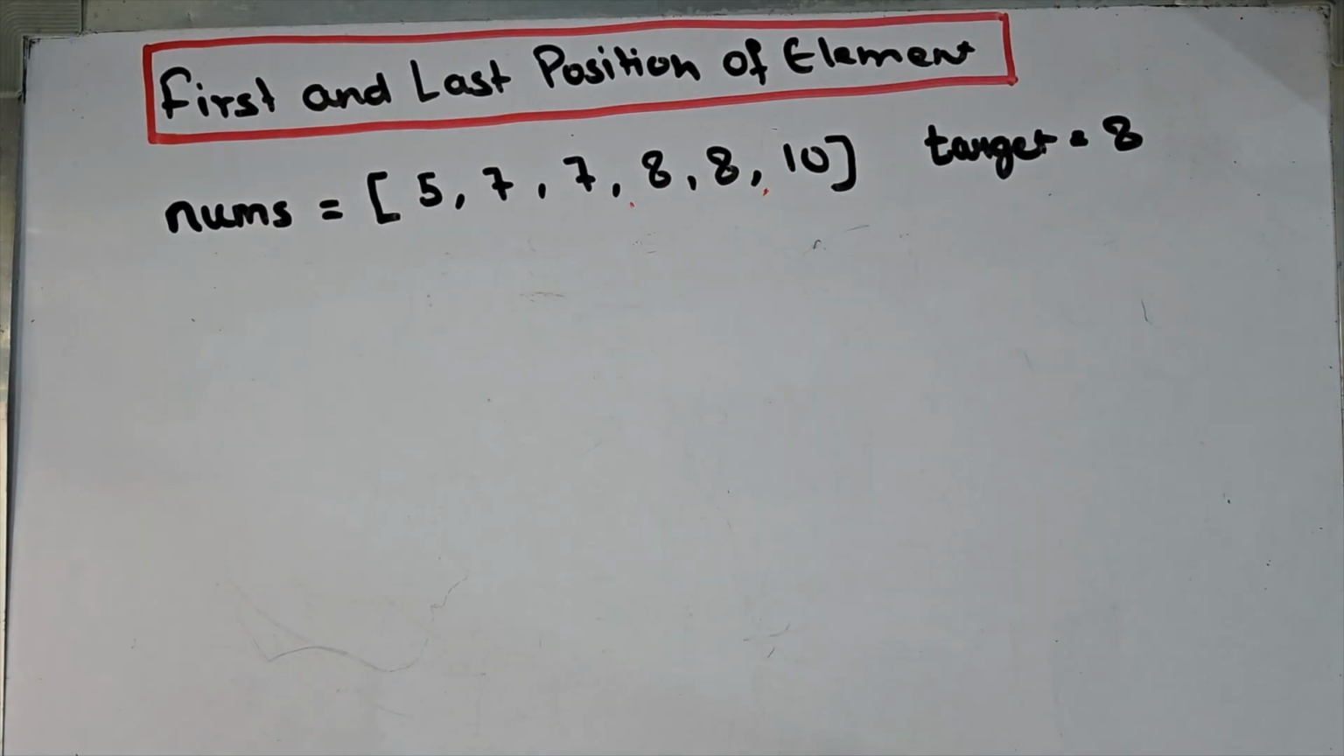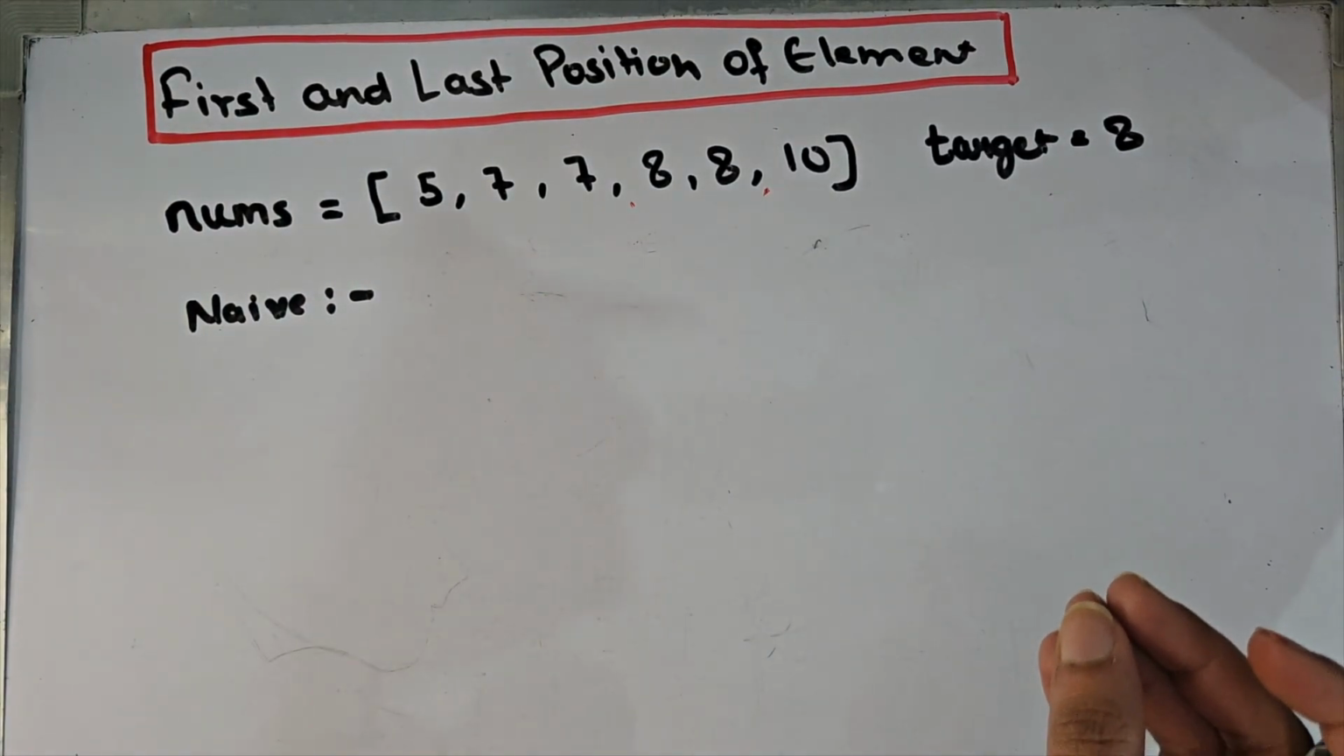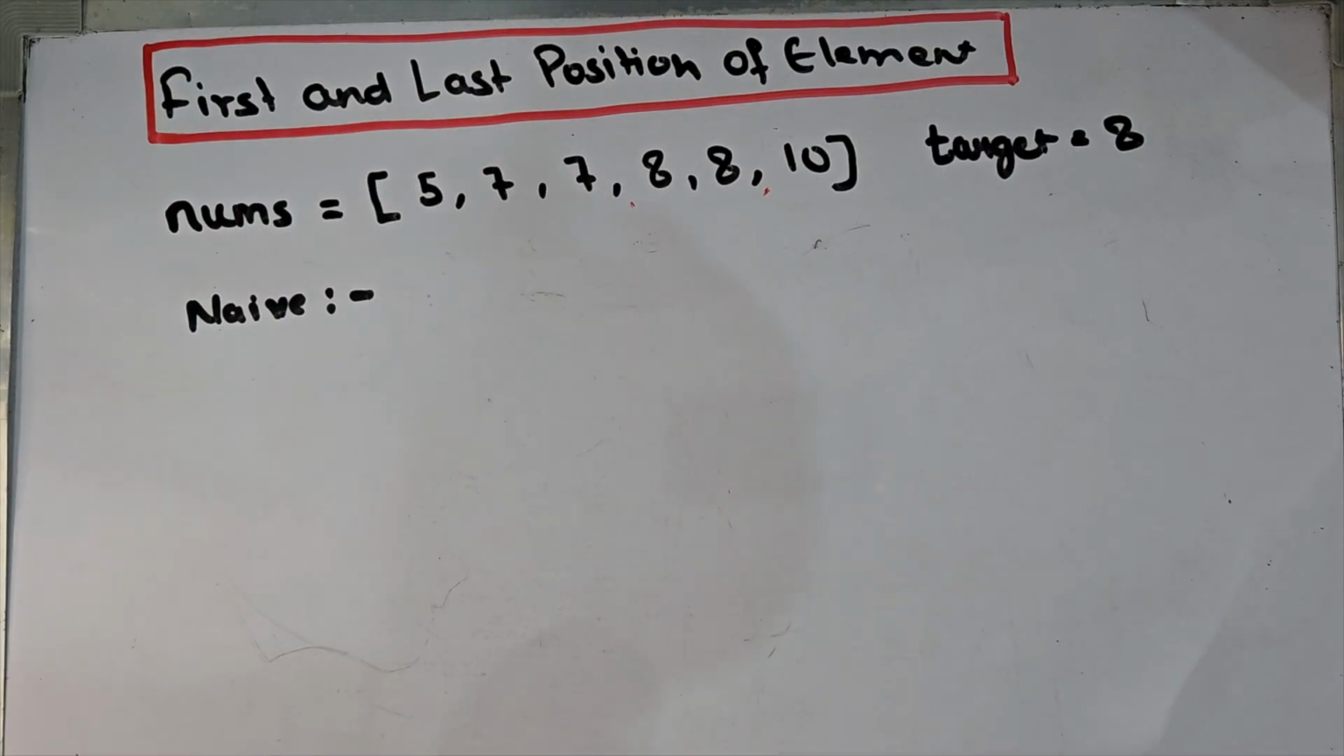So if we look at this problem, what's the first solution that comes to our mind? A very naive approach is to traverse the entire array and track the first and last occurrence. So the naive solution is to traverse the entire array and track first and last occurrence.